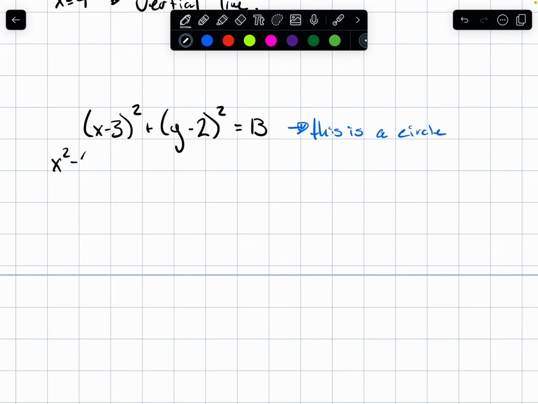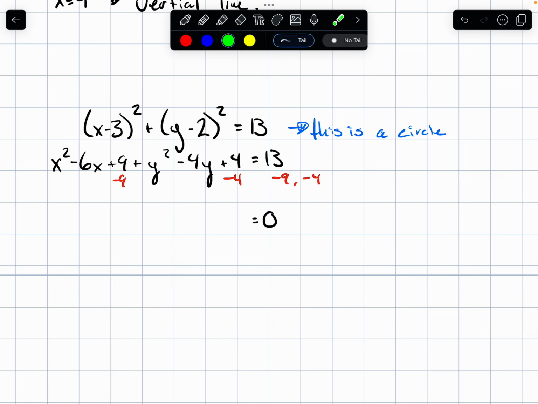So what I'm going to get is x squared minus 6x plus 9. This is just going to make it easier to deal with, and it's still equal to 13. With some regrouping and moving things onto certain sides, if I subtract 9 and subtract 4, I'm going to get 0 on the right. Then I'm going to group my x squared and y squared together, because in the next step I'm going to simplify that in a nice way. So I'm left with negative 6x minus 4y.